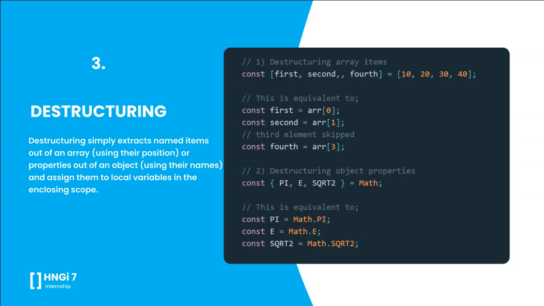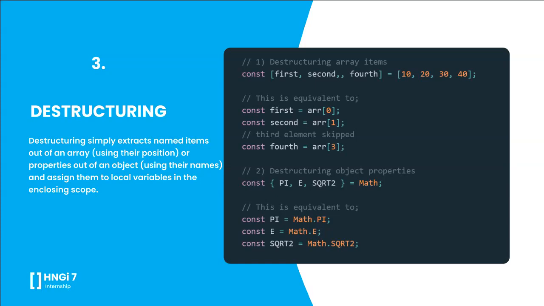So this is equivalent to assigning 10 to first, assigning 20 to second, and assigning nothing to the third variable because it does not exist, so it skips it. Then it assigns 40 to the fourth variable. This can save a lot of time when you want to assign so many variables at the same time. So the second one, let's look at destructuring object properties.